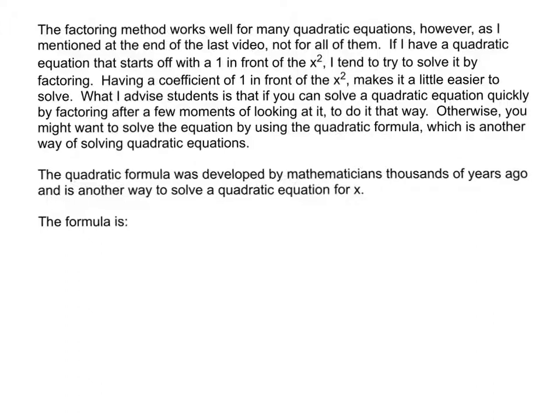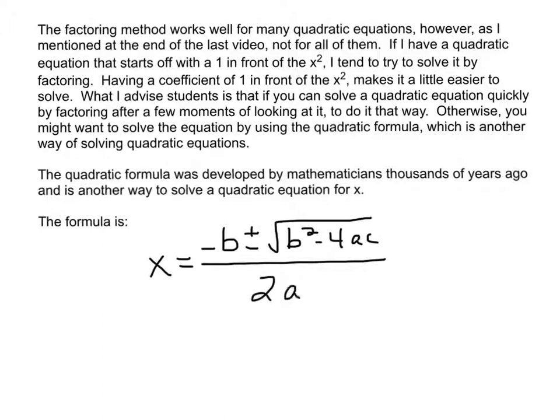Otherwise, you might want to solve the equation by using the quadratic formula, which is another way of solving quadratic equations. The quadratic formula was developed by mathematicians thousands of years ago and is another way to solve a quadratic equation for x. The formula is x is always going to be equal to the opposite of b plus or minus the square root of b squared minus 4ac all over 2a. Let me explain how this works.